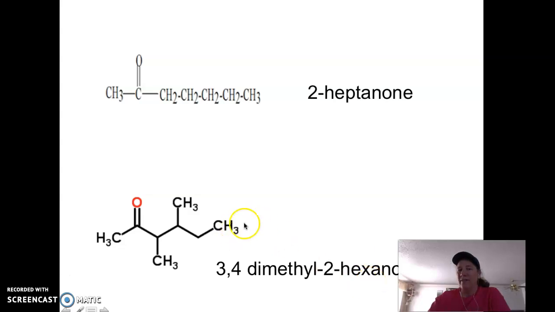Okay, so if the double bond O is on the end, that's an aldehyde and it's Al. If it's in the middle, that's a ketone, it's ONE, and you got to say where it's at.